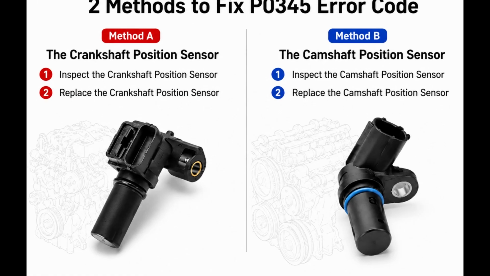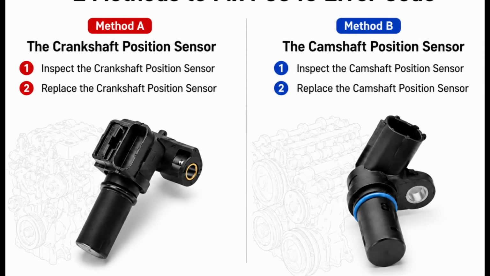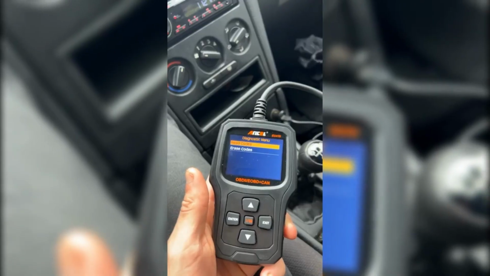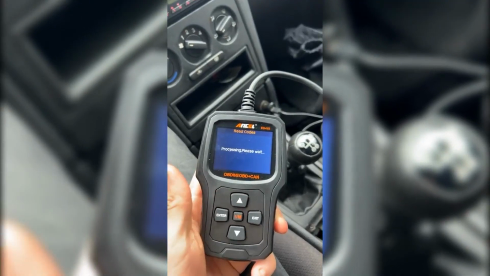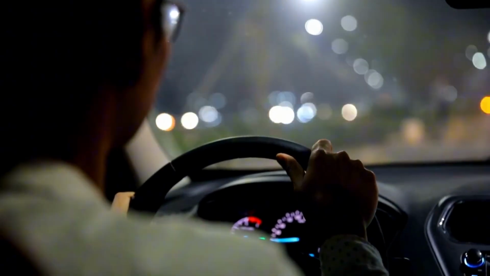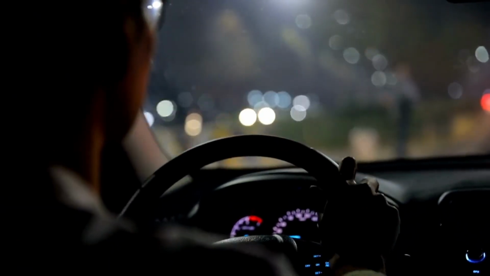So here are two of the most practical solutions to fix the error code. After fixing the issue, use your OBD2 scanner to clear the code. Then drive the car for a few minutes to make sure the check engine light does not come back.